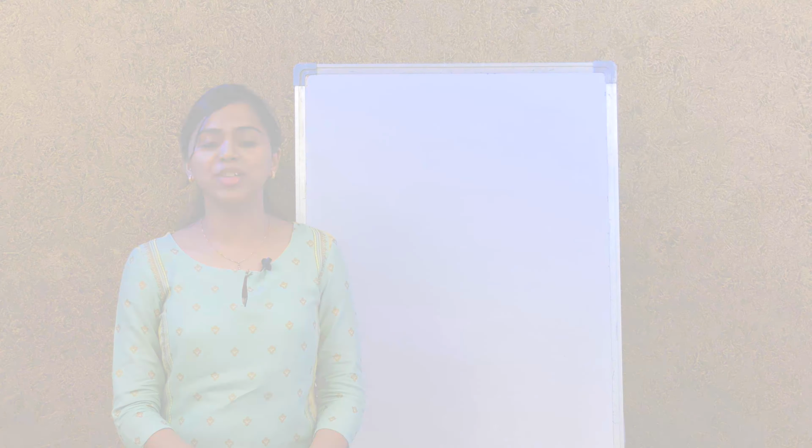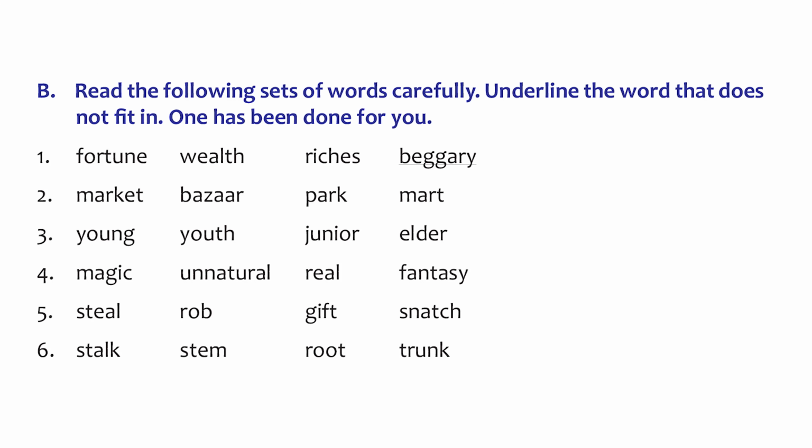Okay, let's try the first one. Fortune, wealth, riches, beggary. Beggary is the one which does not fit. So let's underline that. The second one, market, bazaar, park, mart. All these places are where you go to shop, but not the park. So we underline park. Young, youth, junior, elder. Elder is the odd one out. So we can underline elder.